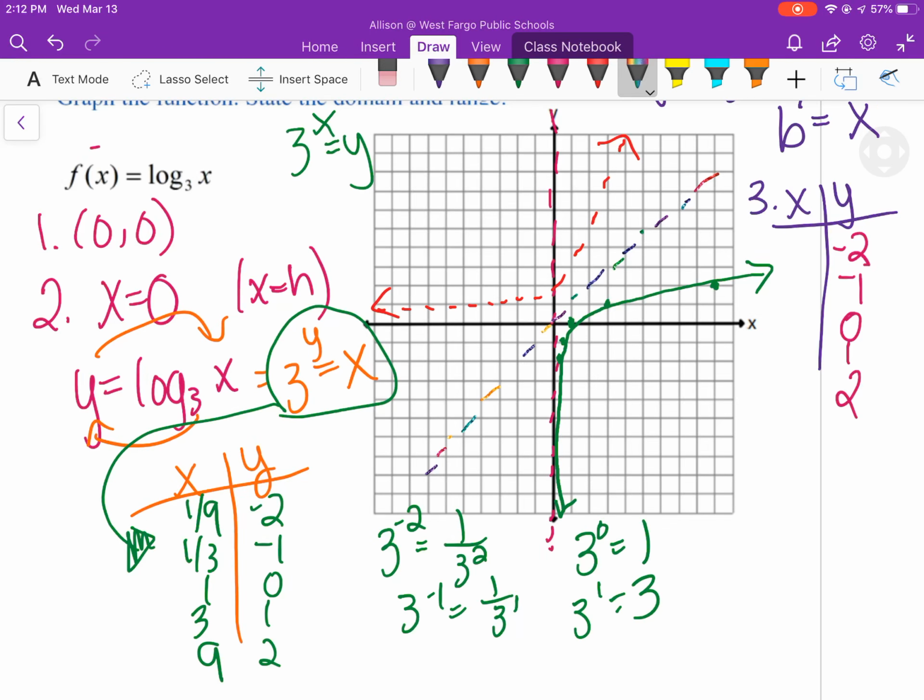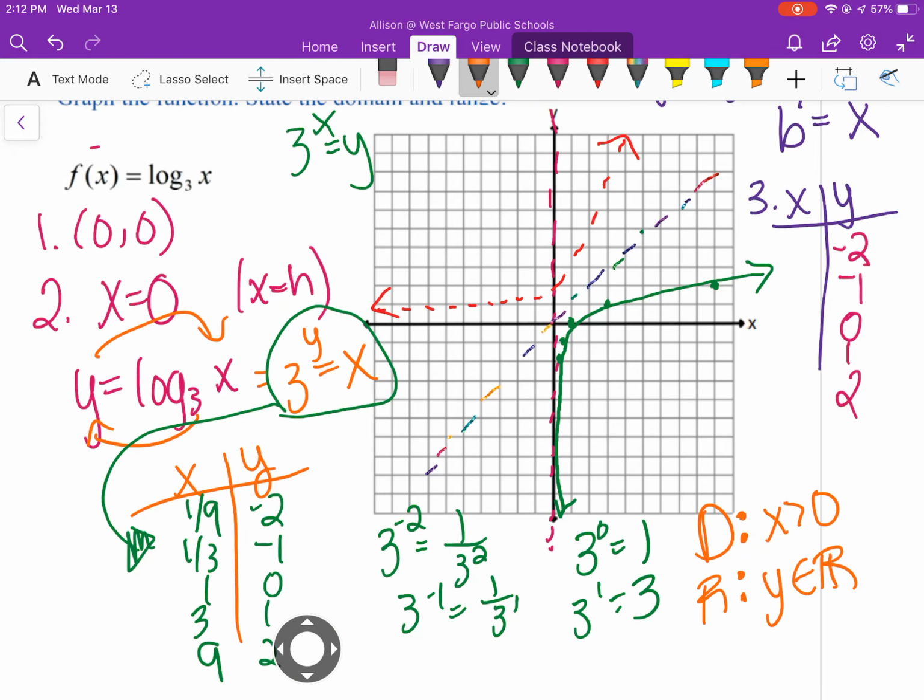So if we want to talk about domain and range, then the domain for this one is our outputs, our x's. Remember that the domain is going to correspond to the asymptote. We're going to have all x's that are greater than 0. Our x values are all output to the right. And range is going to be all real numbers this time because we can plug in any y value we want. It's going to continue to grow here and approach infinity here. But it starts at 0 for the x and goes.